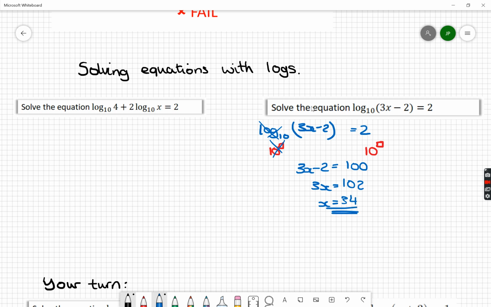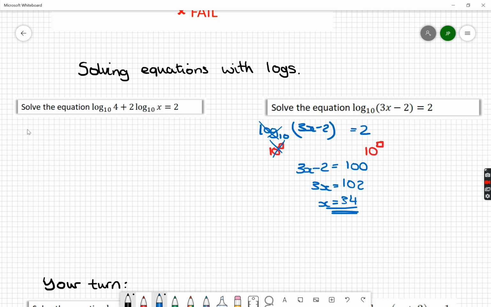Okay, but it's getting used to that 10 to the power bit is the opposite. Next one. In order to solve them, we've got to have it as one single logarithm. So we've got to simplify that left-hand side first.